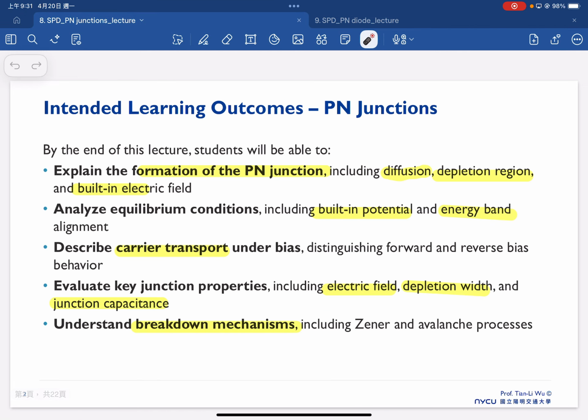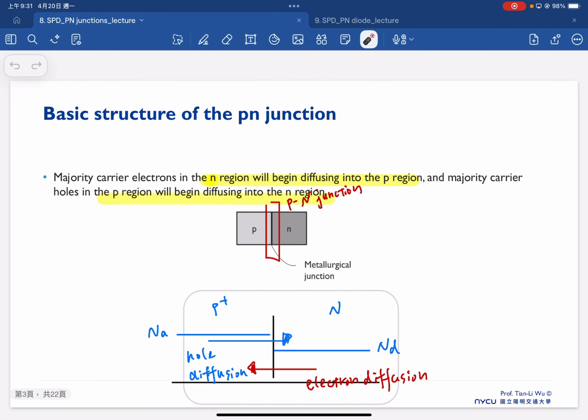Okay, so we have already gone through this. Last week we also talked about the basic structure of the PN junction, which is a combination of the N region with the P region. If we combine these two together, something definitely will happen at this interface. That's what we call a junction.